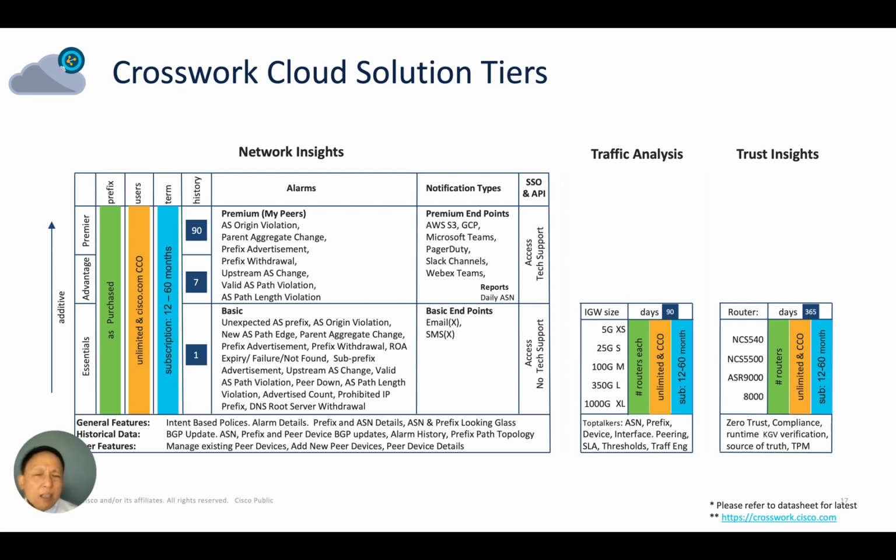So that's what it is. And a lot of times people come back, hey, Randolph, what's the difference between Advantage and Premier? The difference, if I may point that out, is history retention. Advantage does 7 days, and Premier does 90 days. So that's the only difference between the different tiers within Network Insights. So just to summarize, that gives you an idea of how Network Insights is configured. It's fairly straightforward. It's very easy to do.